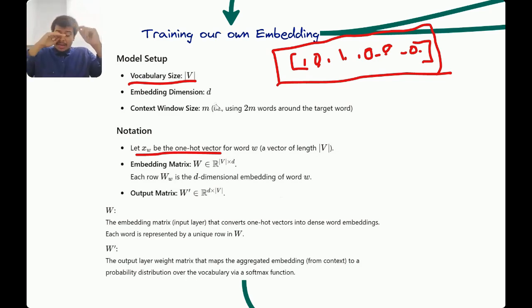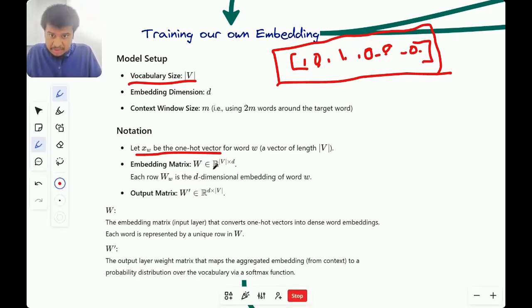So how many rows are there in the vector? It will be 100,000, right? But 100,000 is very inefficient for computation. That is why we map this to a smaller 100-dimensional or 500-dimensional or 300-dimensional vector, and that is exactly done using this embedding matrix.